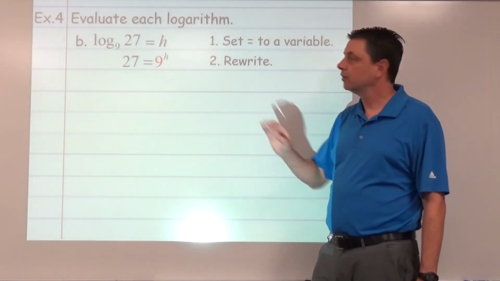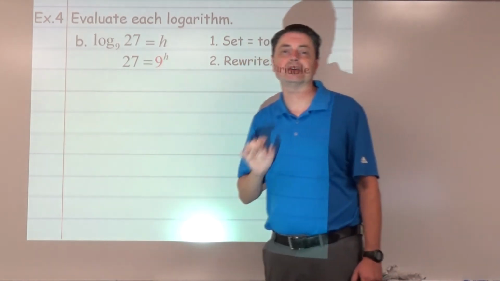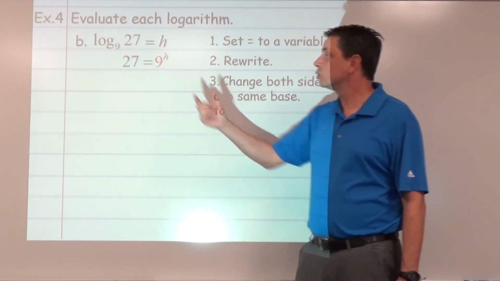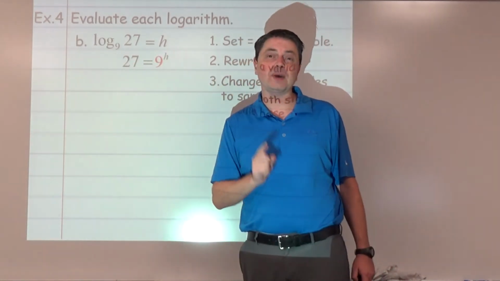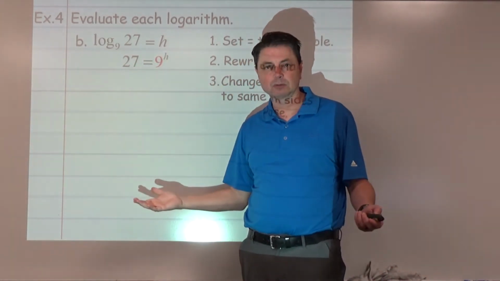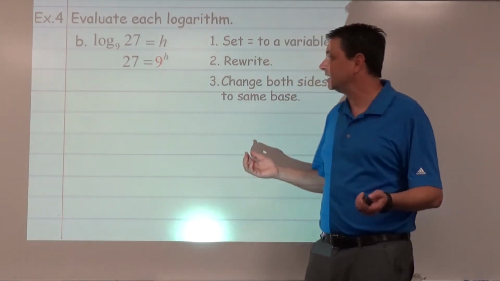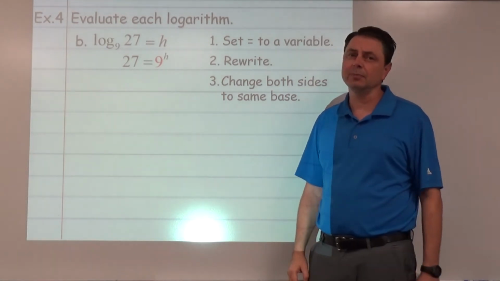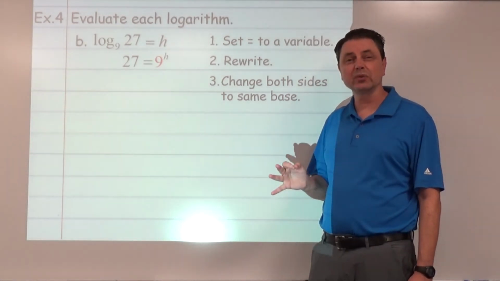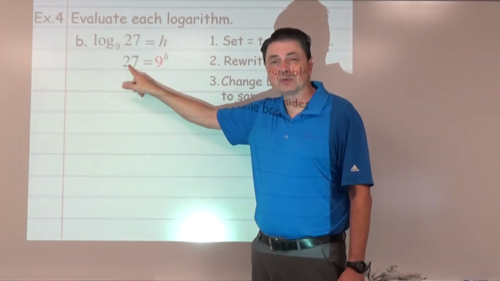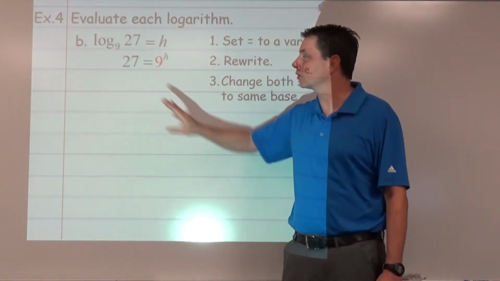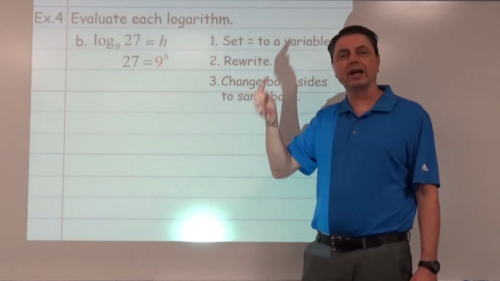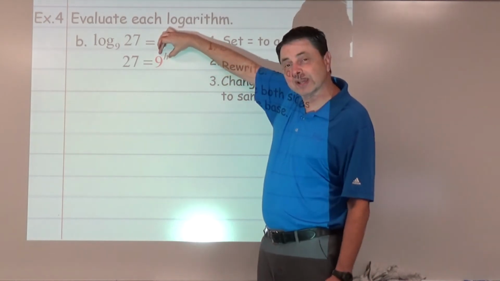Next step. For both sides, we need to choose a common base. So what we're saying is, 27 and 9 are both powers of what number? Think about it. The best answer that we can come up with is 3. So we want to rewrite them with exponents. We're going to rewrite this as 3 to the 3rd power, 3 cubed, equals. And then over here, 9 is 3 squared, and then that's going to get raised to the power of h.